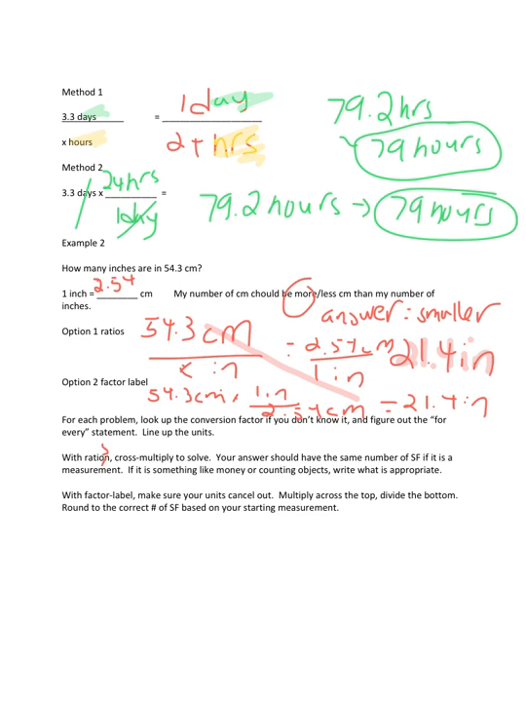You should look at the conversion factor if you don't know it and figure out that for every statement you want to line up the units so that they match up and cross multiply. Your answer should have the same number of sig figs if it's a measurement. If it's something like money or counting objects, write what's appropriate, like the number of quarters. You couldn't get half a quarter on here. With factor label, make sure units cancel out, multiply across the top, divide at the bottom, and again round to sig figs.